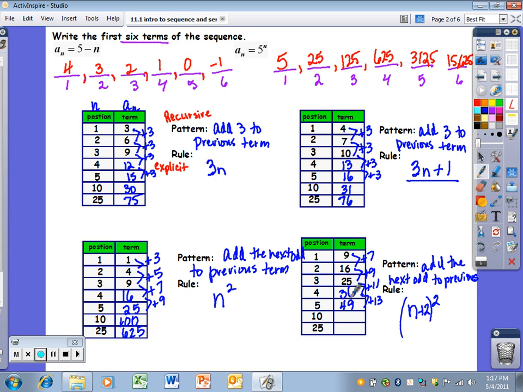So 10 would be 10 plus 2 is 12. 12 squared, 144. 25 plus 2 is 27. 27 squared, 729. So anytime you repetitively add odds, you're going to have a square.